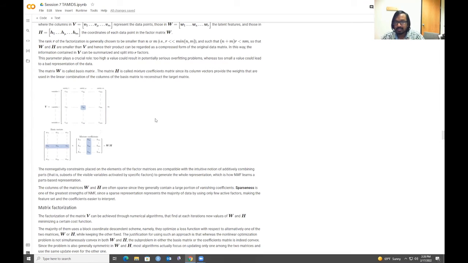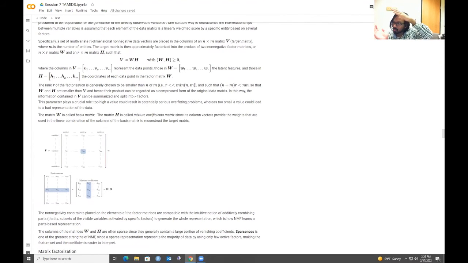And H is of dimension R cross M. So it has a lesser number of rows. So we're reducing the dimensions. We have two new matrices, W and H, which we are going to use to represent the original target matrix phi.